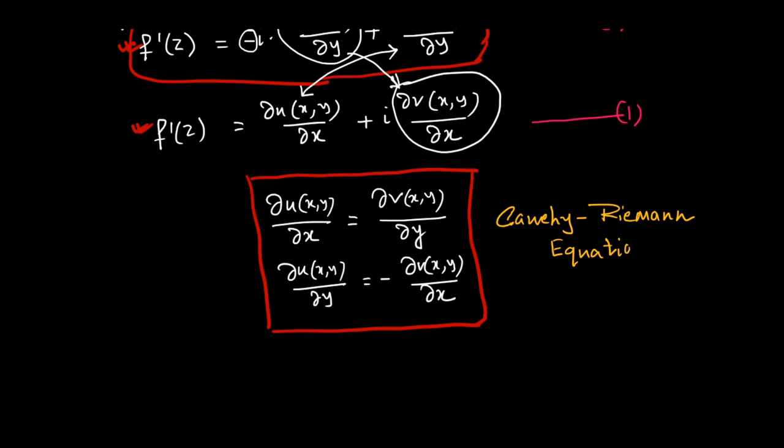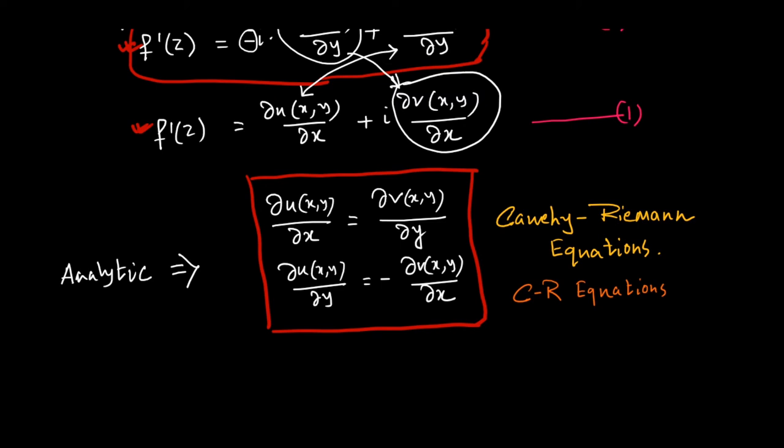Hugely useful. We will use these equations lots of times in the coming portion of our course. These are extremely useful, and they make finding derivatives and testing whether a function is analytic or not easier. But as of now, we have that if my function is analytic, then these equations will be satisfied. These are the Cauchy-Riemann equations, or as people call them, CR equations. If my function is analytic, then the Cauchy-Riemann equations will be satisfied.